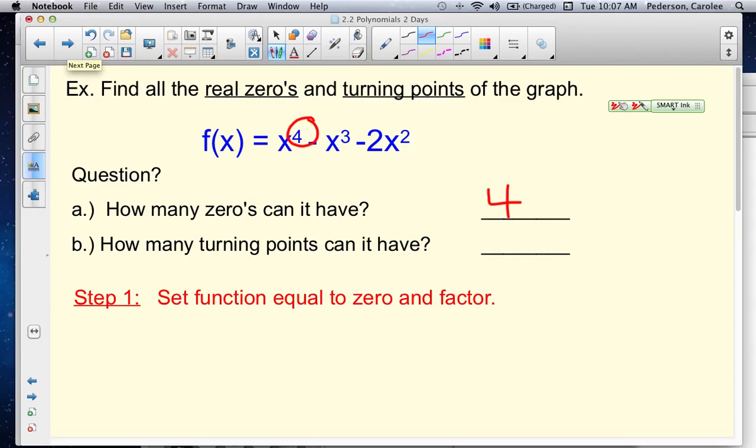Part B, how many turns can I have? Skylar. I can have up to 3. Because my degree is 4, I have to take 1 away, so I can have up to 3 turns. All right, we're going to go ahead and find the zeros of the function, which in the end are our x-intercepts, where they cross the x-axis. So I do want you to follow along and do this in your notes. Step 1 is to set the function equal to 0.